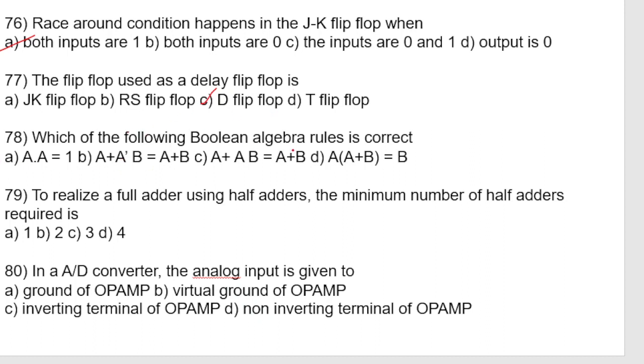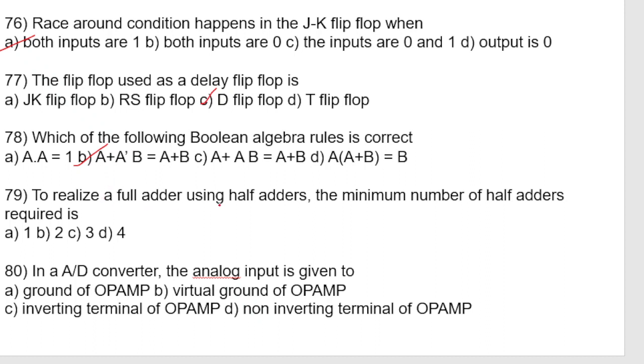Which of the following Boolean algebra rules are correct? So basically which are correct we have to see. Okay, so A dot A is equal to A, so this is wrong. A plus A bar B equal to A plus B, that is correct. A plus AB equal to A plus A and A plus B, so that is wrong. So basically B is correct.